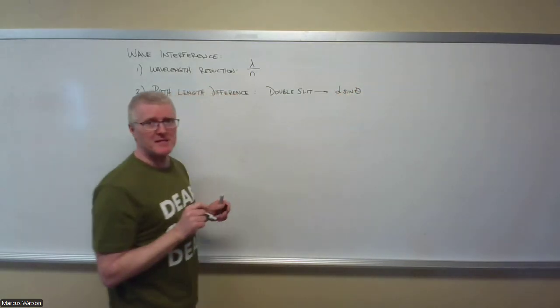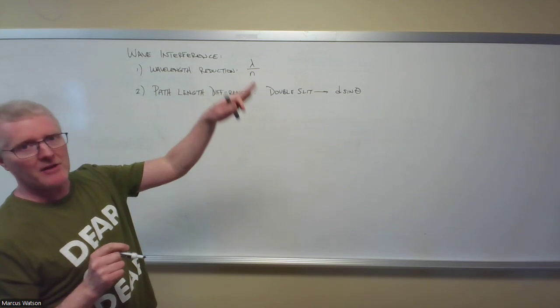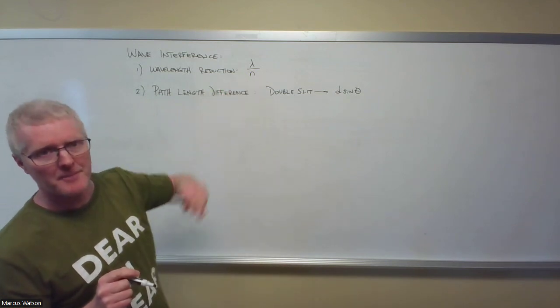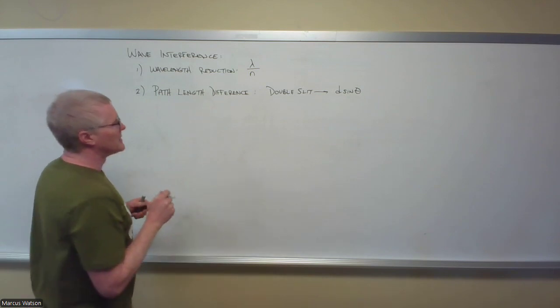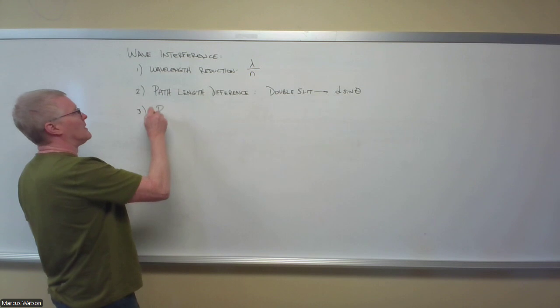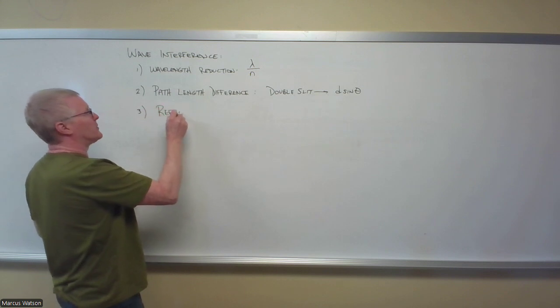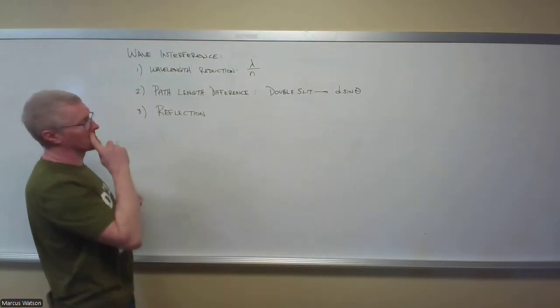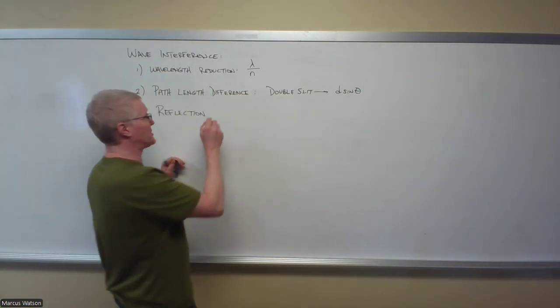Where d is the spacing between the slits and theta is the angle at which the interference is happening that you're interested in. And the last one here that we talked about in the context of thin film interference is reflection phase shifts.